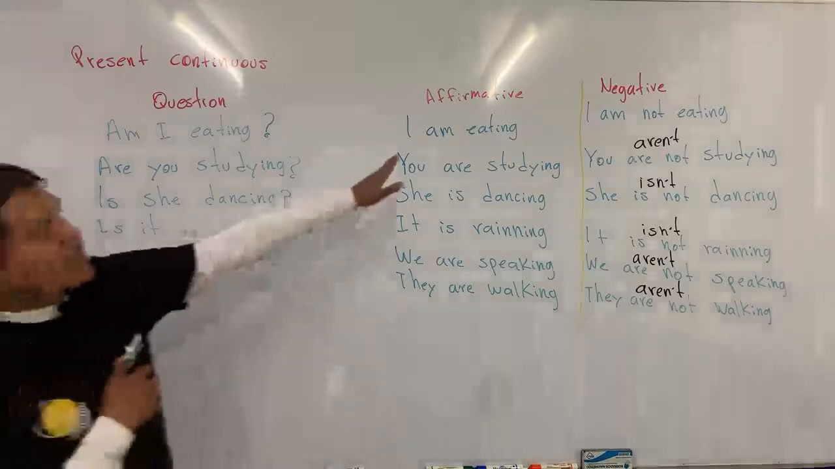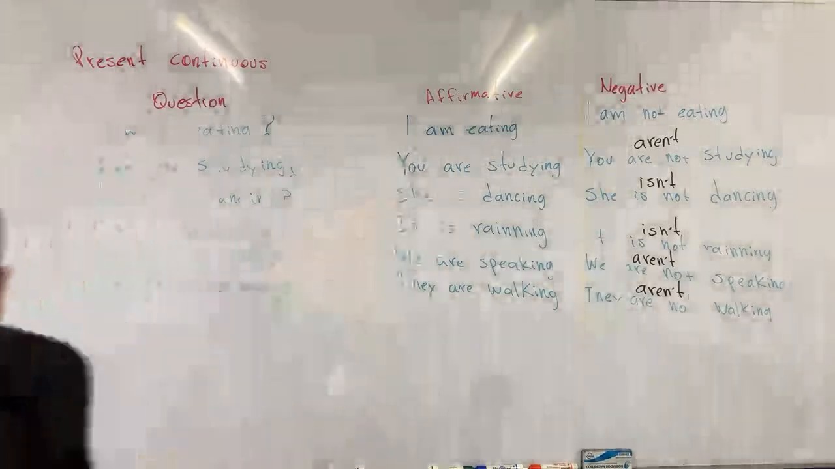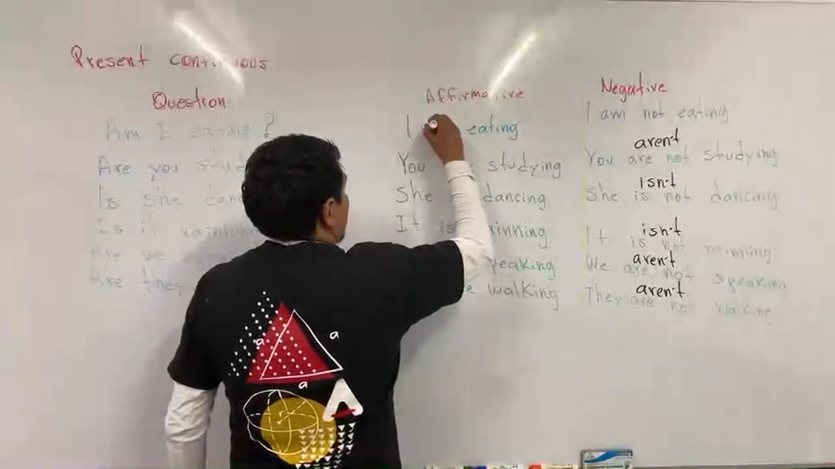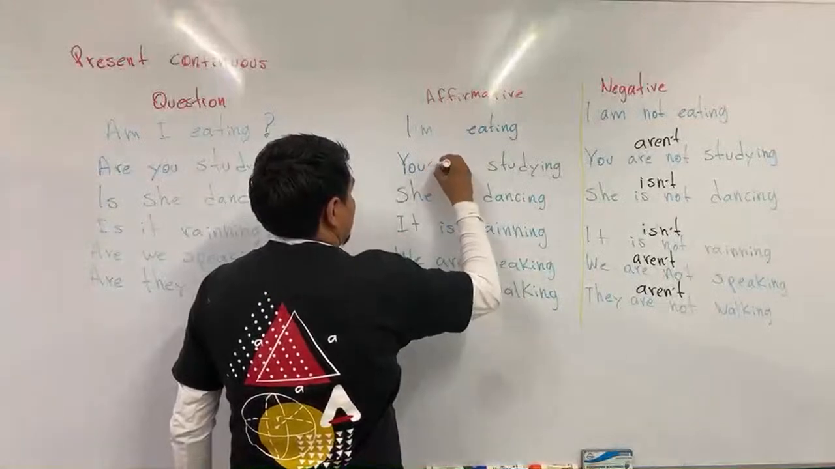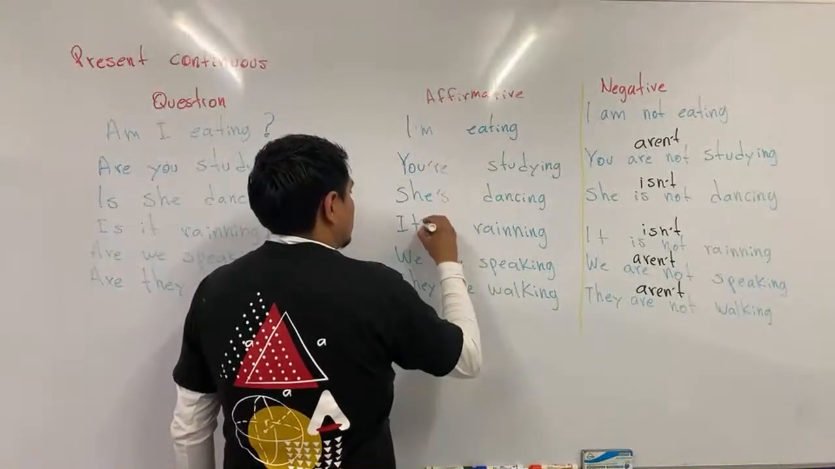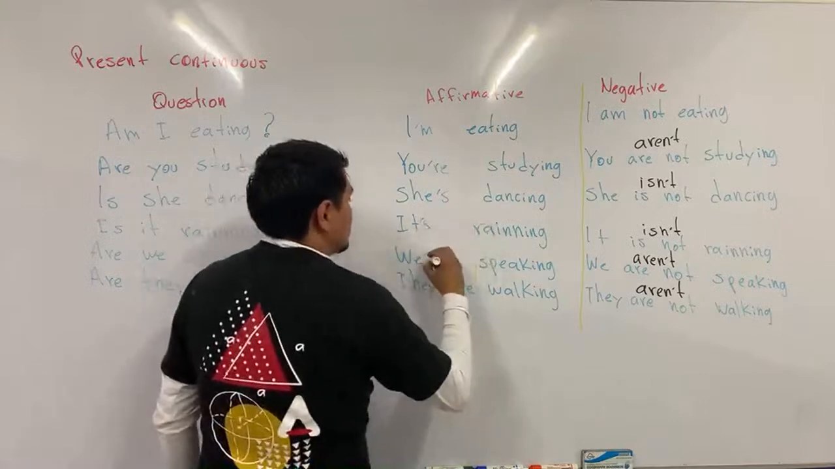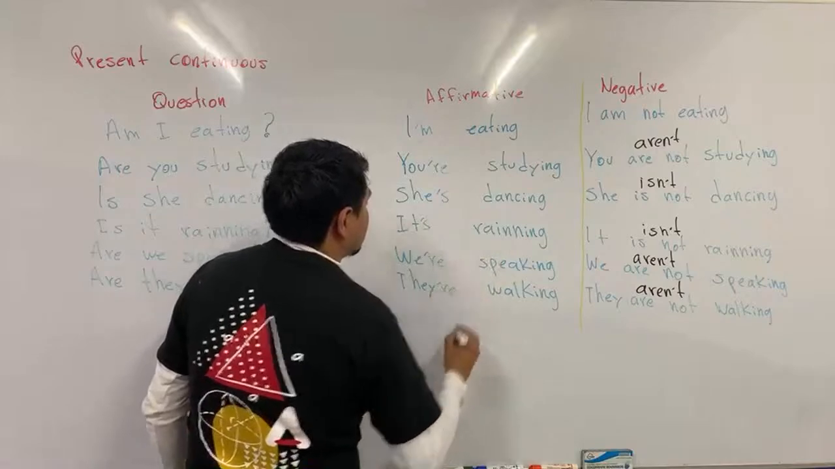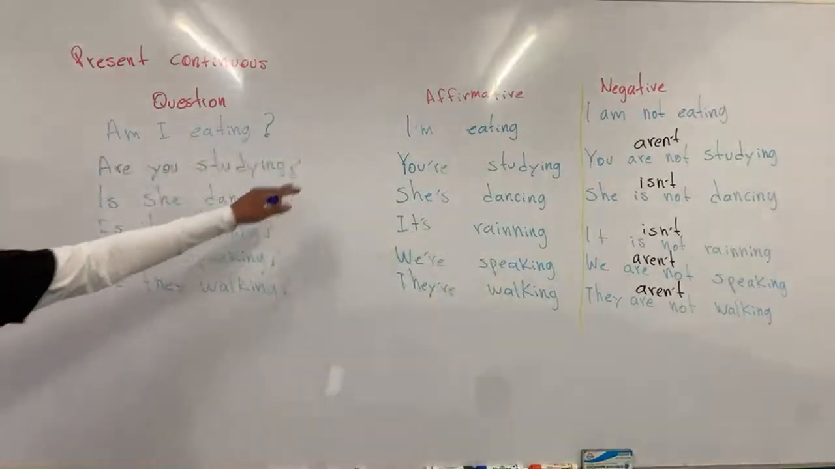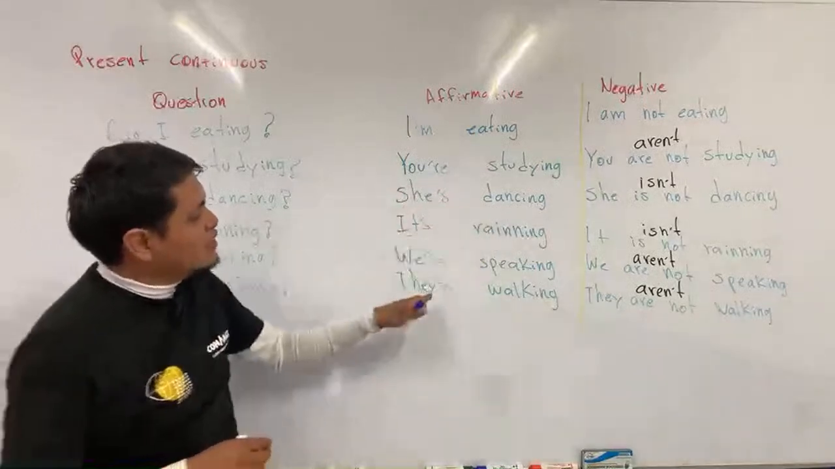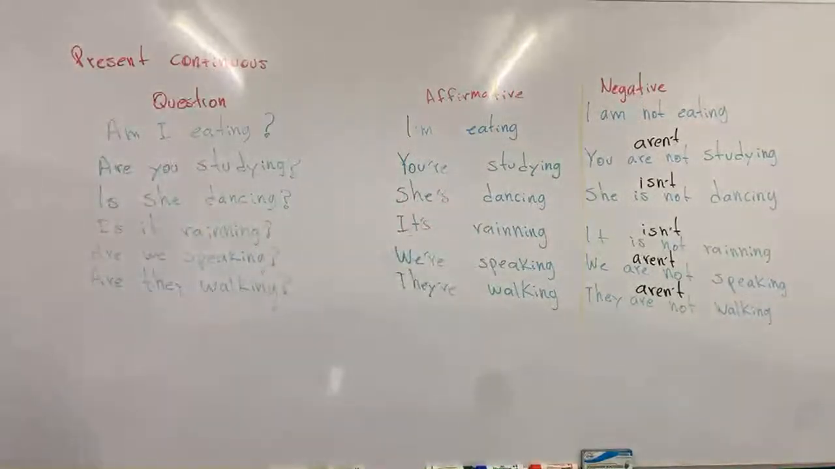Now, I am eating, you are studying. The contraction: I'm, you're, she's, it's, we're, they're. I'm eating, you're studying, she's dancing, it's raining, we're speaking, they're walking, right?